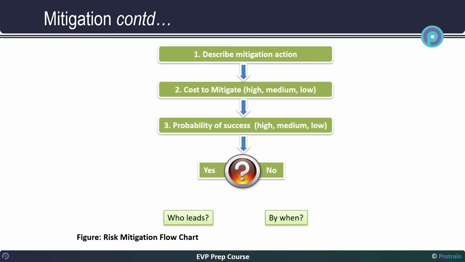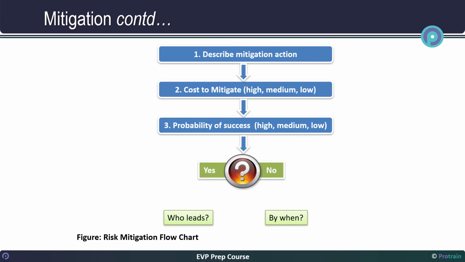The first step is to describe the mitigation actions. This shall include the type of mitigation strategies that are identified in the previous step. The next step is to determine the cost estimate or budget to implement the mitigation strategy. This can be categorized into a high, medium, or low category. Next step is to determine the probability of success. Again, this can be categorized also into a high, medium, or low category.